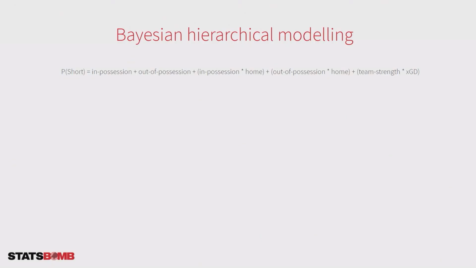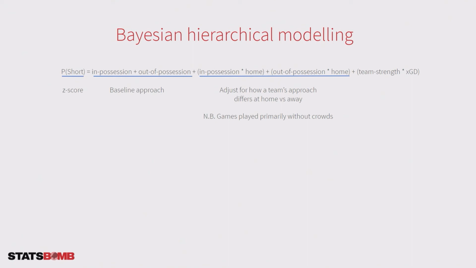So yeah, Bayesian hierarchical modeling. I'm not going to go into too much detail. I'm sure you're happy about that. We've got the probability of a short possession, adjusted to a Z-score, which makes it a little bit easier to fit the model. We then have these in and out of possession terms that encode the teams playing in the given match. So that's their baseline approach. What are they trying to do in general? We then have in possession and out of possession home terms that represent their approach away versus home. That will differ depending on who's playing at home and whether they're in possession or out of possession.